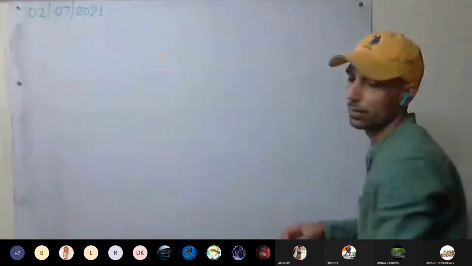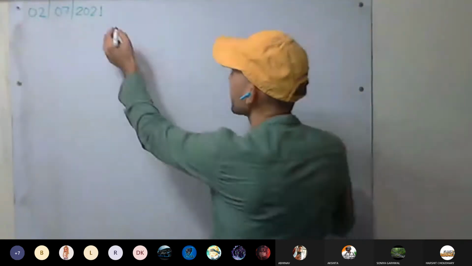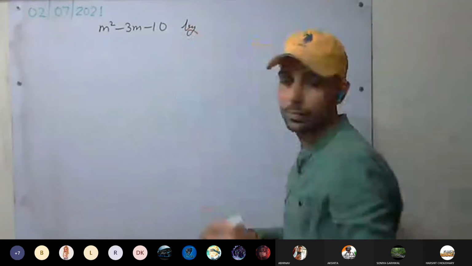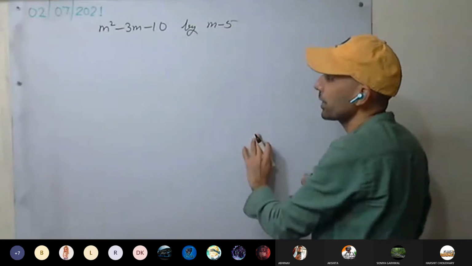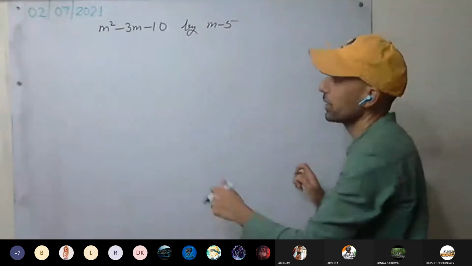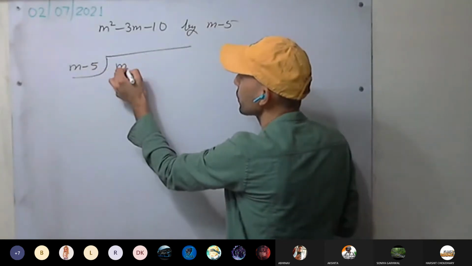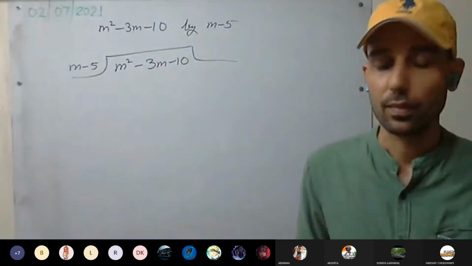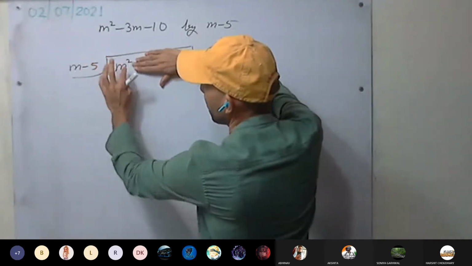Everyone do it in your notebook. M square minus 3m minus 10, divided by m minus 5. First check, are they arranged? Power is 2, 1, 0. Already arranged. So m square minus 3m minus 10. Forget about these two terms. This one, m into m. Solve it after 1 minute.